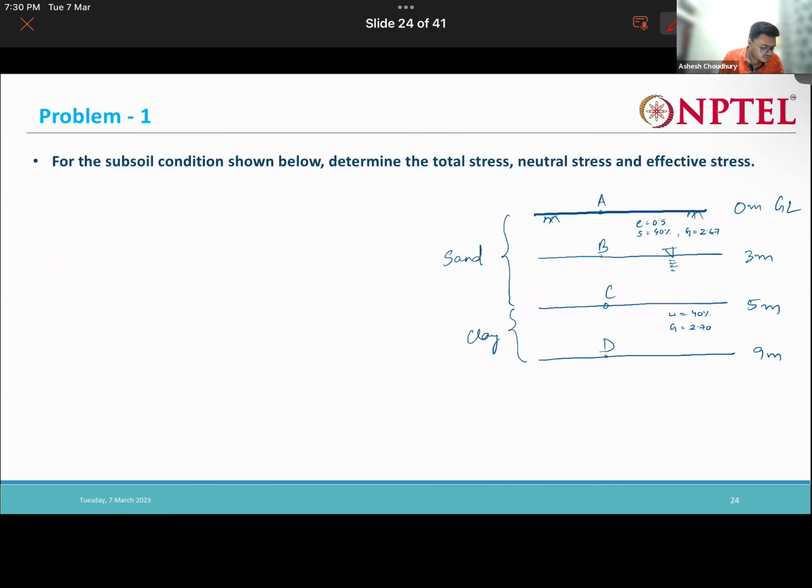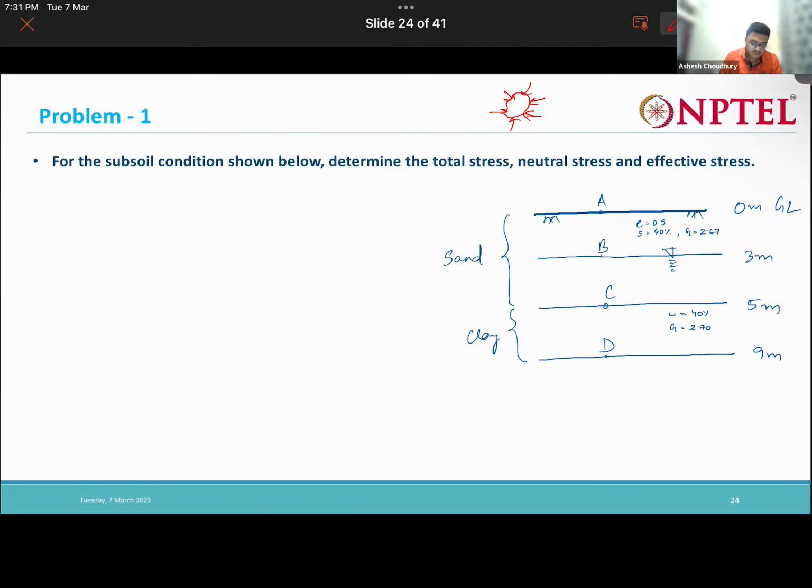Now let us solve some problems. The first problem is: for the subsoil condition shown below, determine the total stress, neutral stress (meaning the pore water pressure), and the effective stress. Why is pore water pressure called a neutral stress? Because we have a soil particle, and the pore water pressure acts all around it equally. That's why it's known as neutral stress.